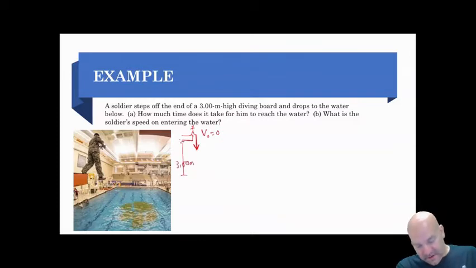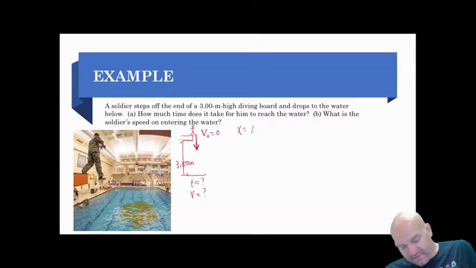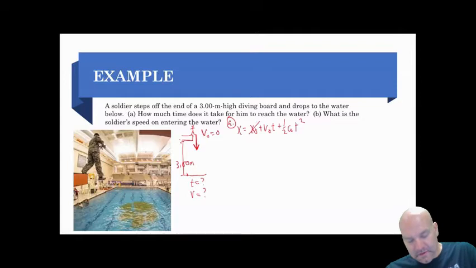They tell us that this is a 3-meter high diving board, which is one of the first platforms. They're asking us how long this takes, and then how fast they're moving once they hit the water. In that picture, I've written my unknown. If we want to find the time, notice that we don't have the final velocity. So for part A we're going to have to use x equals x0 plus v0 t plus 1/2 a t squared, because we don't have our final velocity.